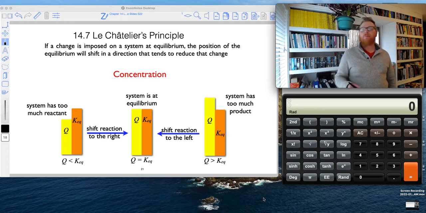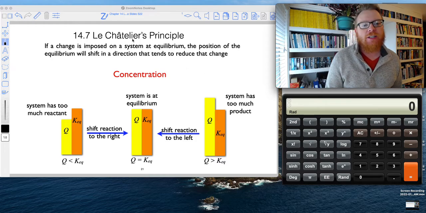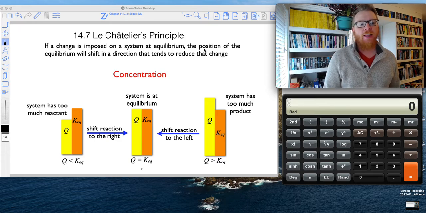Our final topic in this chapter, we're going to be talking about Le Chatelier's principle. And this is what I was kind of alluding to in class when I was foreshadowing with the light bulb demo. Le Chatelier's principle says if a change is imposed on a system at equilibrium, the position of the equilibrium will shift in a direction that tends to reduce that change.